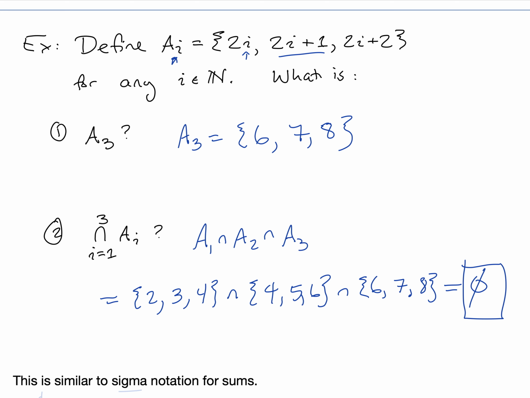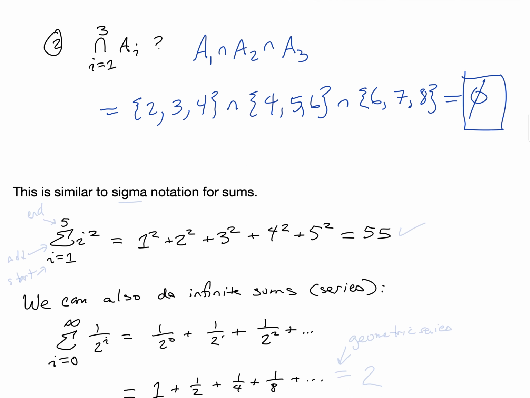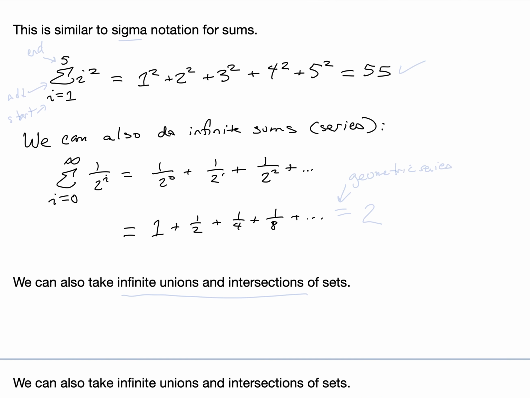You may have noticed that this notation is similar to that of sigma notation for sums. Sigma, the Greek capital letter sigma, means add up things of this type. We start here, we end here, and we are adding up, in this case, things of the form i squared, so 1 squared plus 2 squared, etc. If we did add those up, we would get 55. We can also do infinite sums, or you may have seen infinite sums, which are also called series.